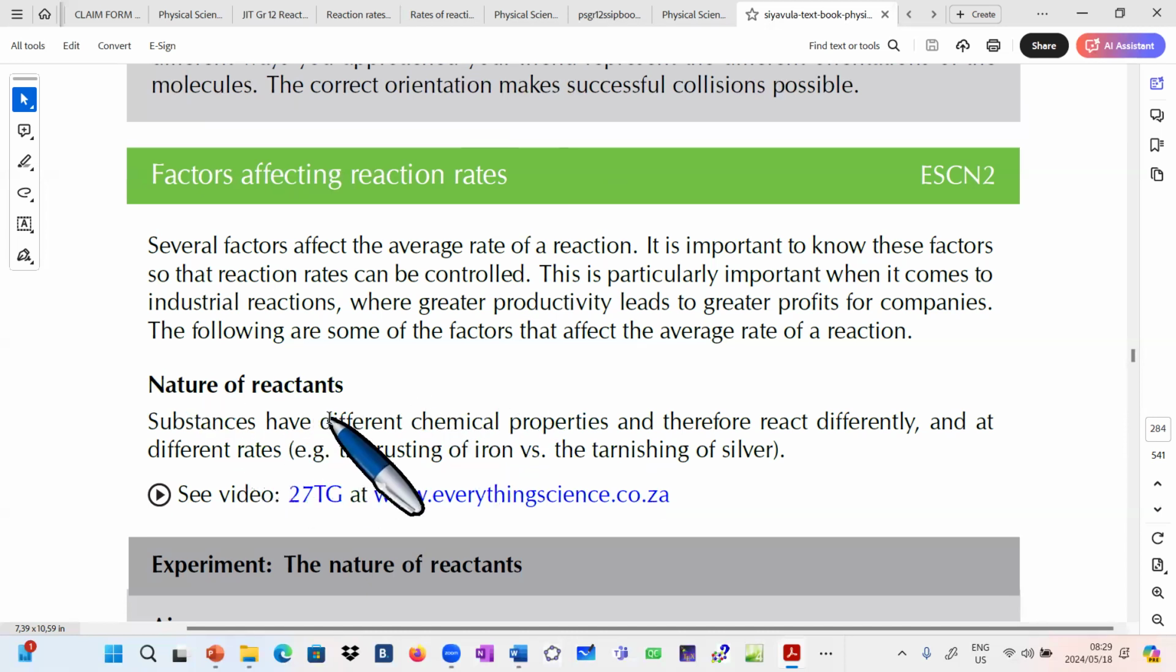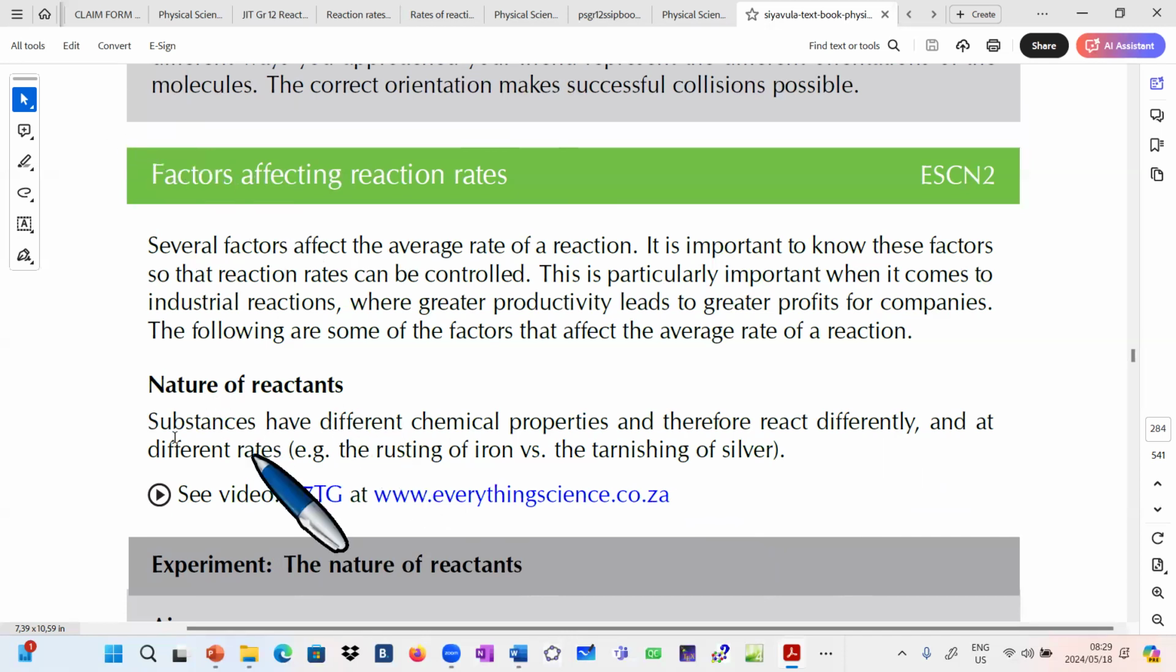So, nature of reactants. This is particularly important when it comes to industrial reactions where greater productivity leads to greater profits for companies. The following are some of the factors that affect the average rate of a reaction. Nature of reactants: substances have different chemical properties, therefore react differently at different rates, e.g., the rusting of iron versus the tarnishing of silver.